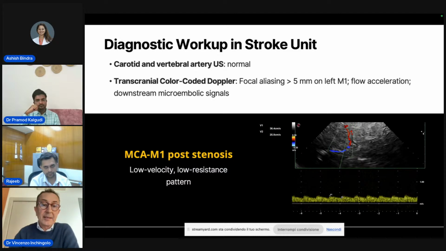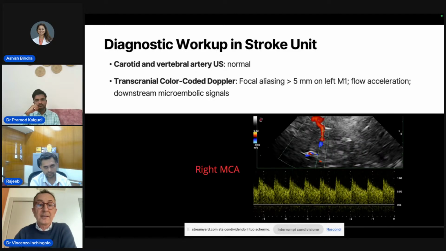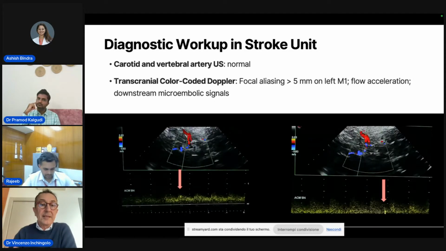This is the right MCA, normal. But there was another issue. This is a pattern with two microembolic signals, and this is an important issue that we can discuss later.